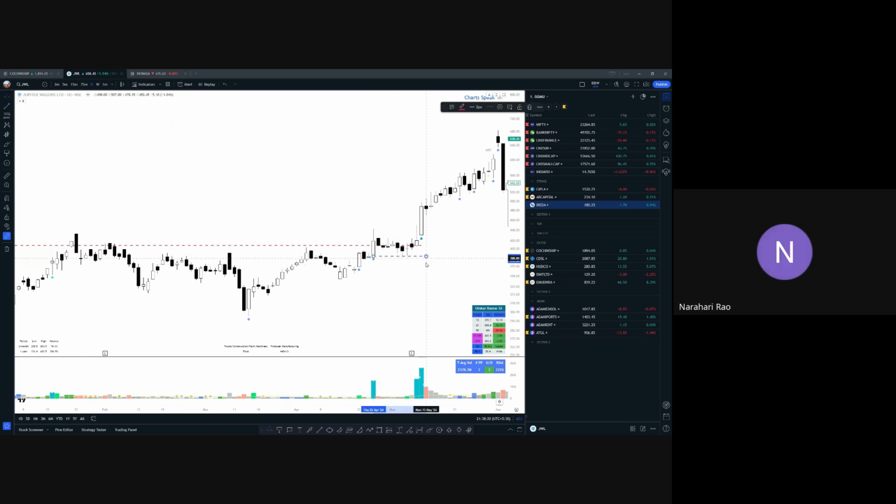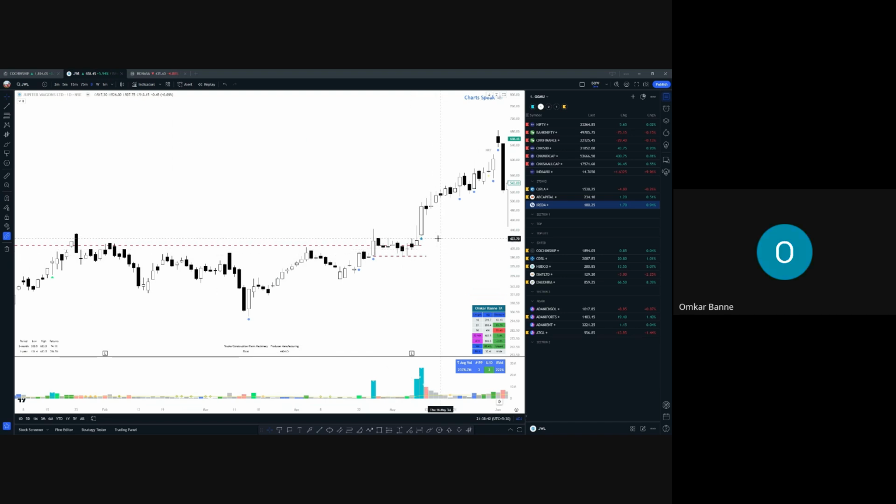Right. So even if you take the entry here near the high of the week, your stop loss comes around to be 7%, right? I don't think it is the previous day low. Okay, so here your stop loss was. Okay, that was a pretty good entry.